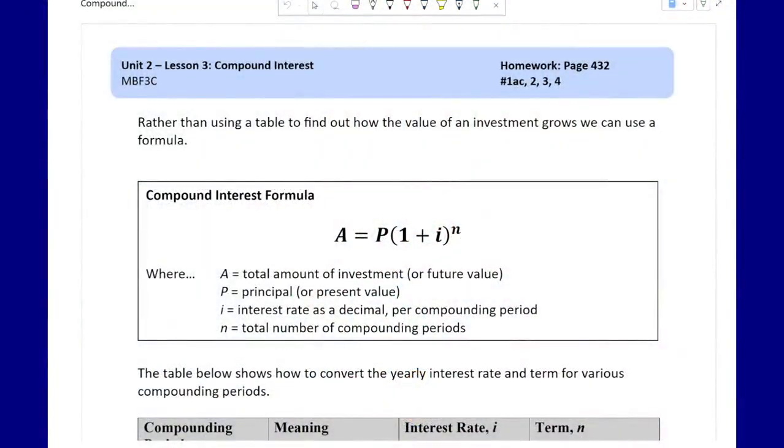In today's lesson, we are going to be looking at compound interest. In the previous lesson, we looked at compound interest and simple interest and how they compare, and we calculated compound interest using a table. But rather than using a table, because that can be time consuming to find out year after year, and we really only want to know the final amount, we can use a formula.